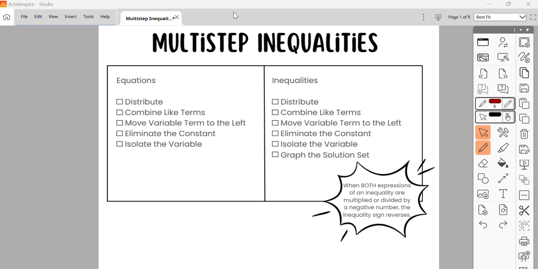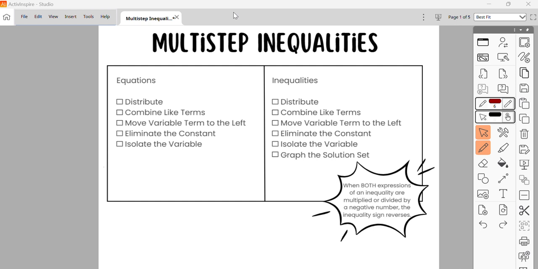Then you move the variable term to the left. So if your variable is on the right, or if you have variables on both sides, you're going to move it to the left side by using an inverse operation. Then you are going to eliminate the constant and isolate the variable.